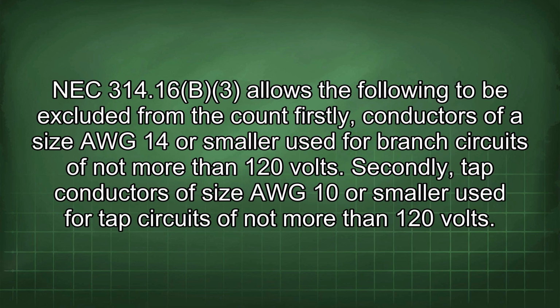NEC 314.16(b)(3) allows the following to be excluded from the count. Firstly, conductors of a size AWG 14 or smaller used for branch circuits of not more than 120 volts. Secondly, tap conductors of size AWG 10 or smaller used for tap circuits of not more than 120 volts.